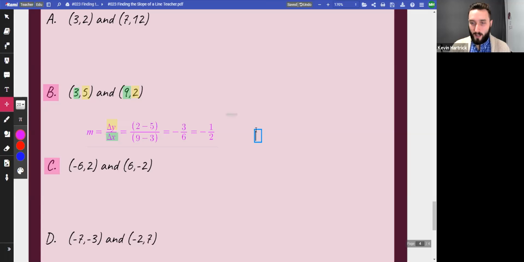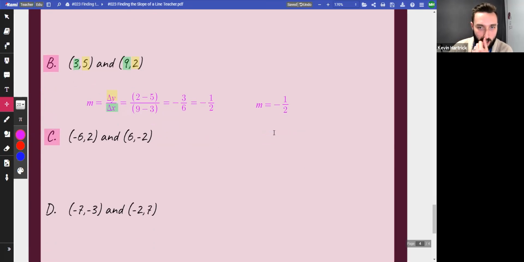Okay, so negative 1/2 is actually my slope. So I can rewrite it over here because this becomes long and crazy. It's nice to just have the slope in one spot. So the slope for B between the points 3, 5 and 9, 2 is negative 1/2. All right, let's try C, and then you guys are going to try some on your own.